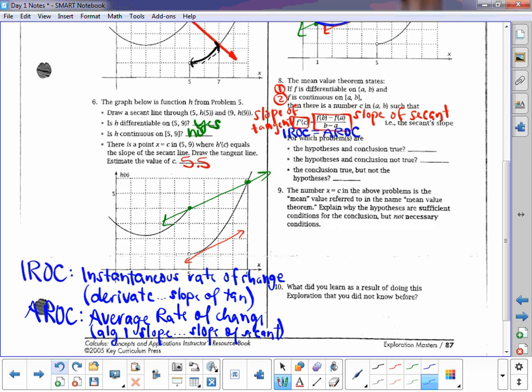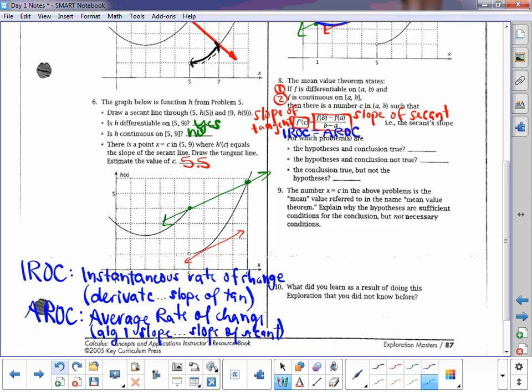So the mean value theorem says for any function that is differentiable on the open and continuous on the closed, we're automatically guaranteed that at some point in that interval, our IROC, the instantaneous rate of change, will equal AROC, our average rate of change. The derivative will equal that algebra 1 slope. It could happen more than once, like we saw in one of our problems, but it's guaranteed to happen at least once. If it does not meet these conditions, then we don't know for sure. It could possibly still happen, but we don't have that guarantee.